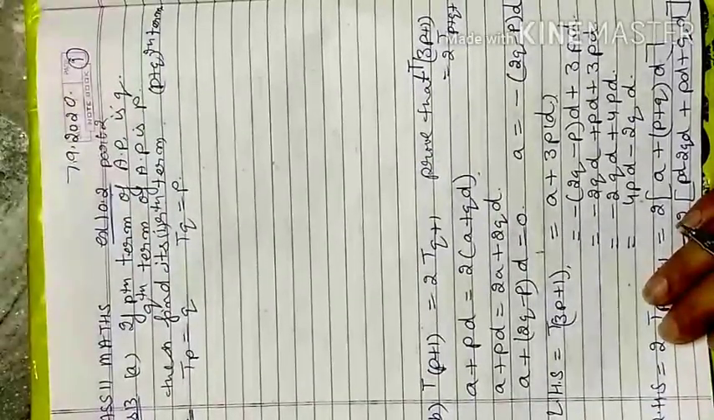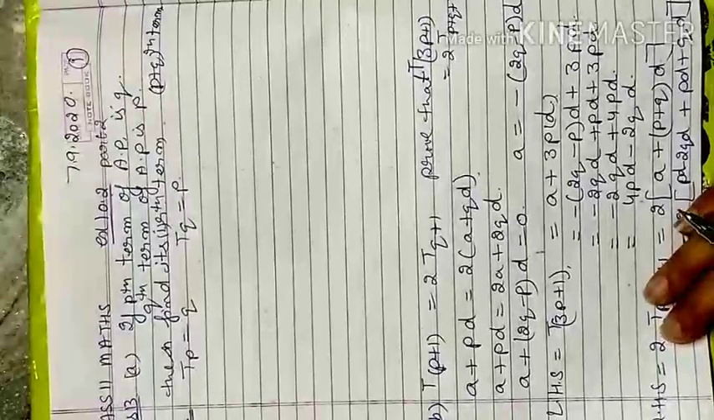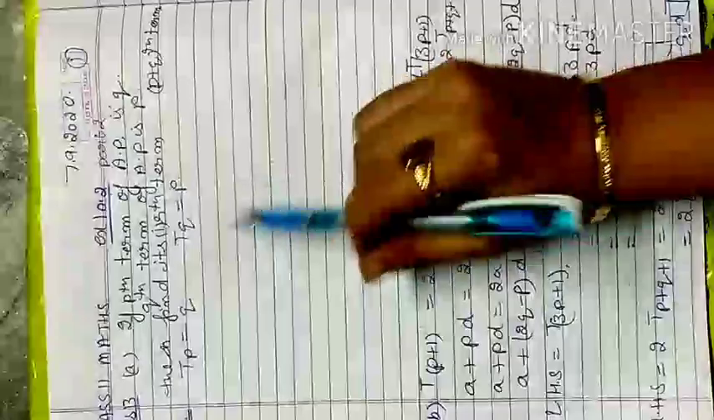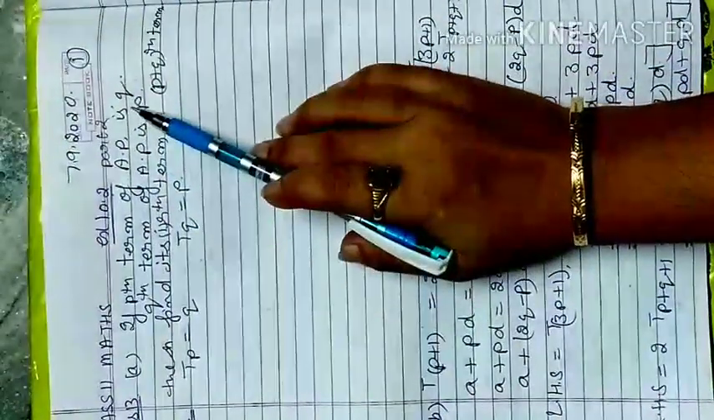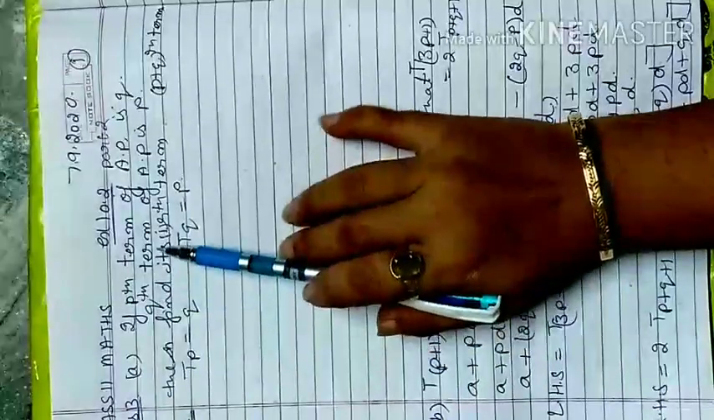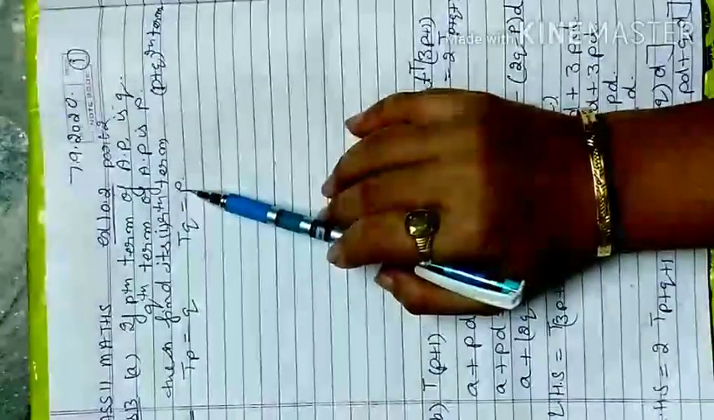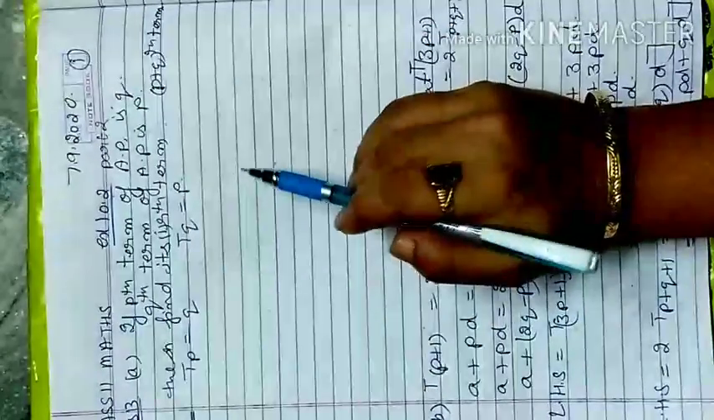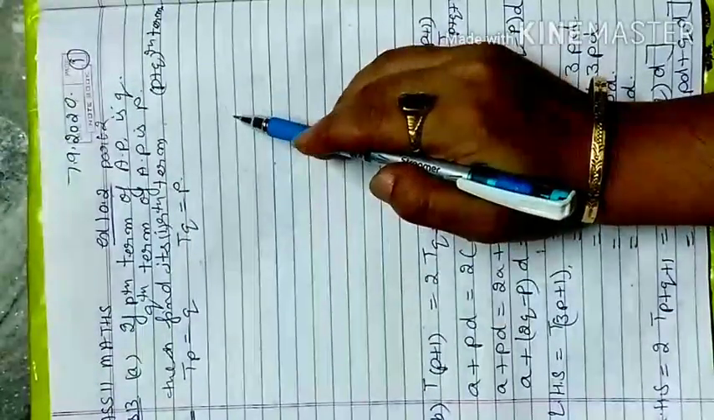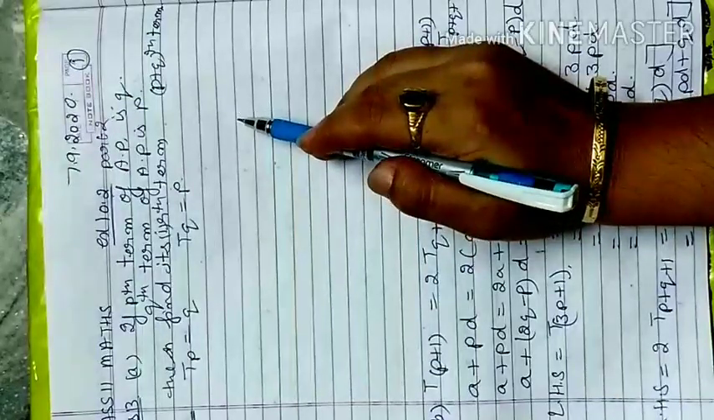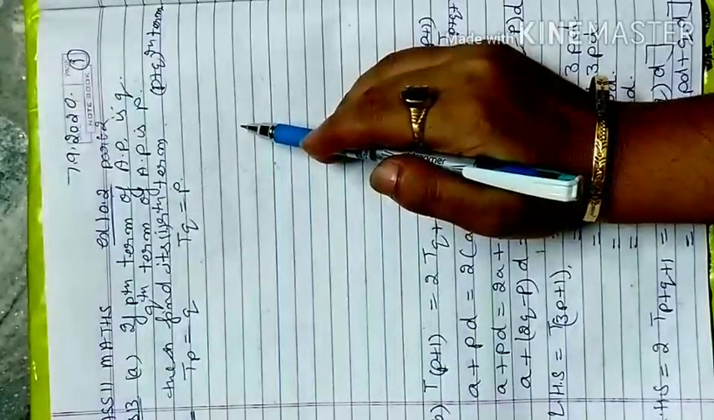So here I will discuss two important questions. Question 13 has two parts. In the first part, it is said that if the pth term of an AP is q and the qth term of the AP is p, you have to find its rth term and the (p+q)th term. Before finding any term, the first step is to find the first term and the common difference.